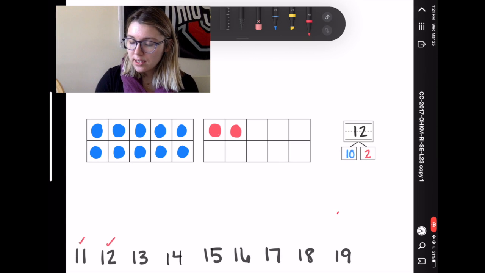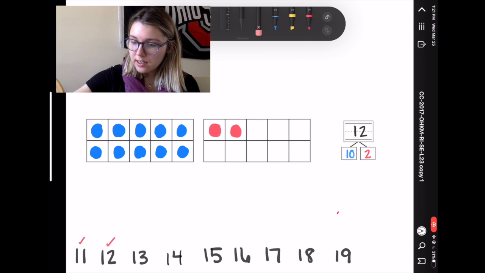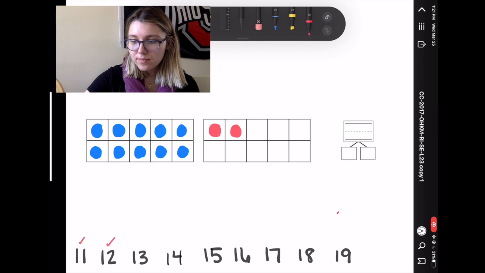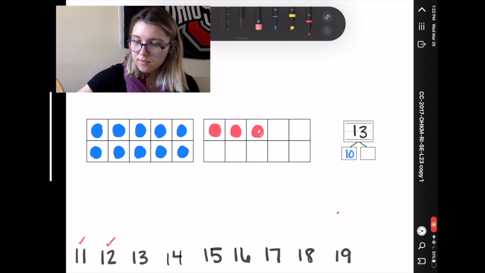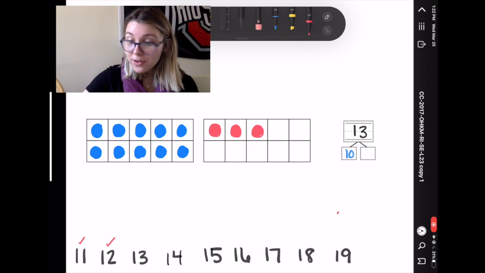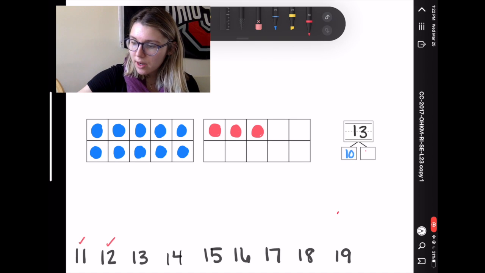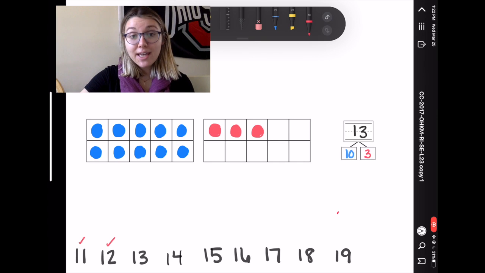Okay, let's go to 13. So 13 is made up of how many blue dots? You're right, 10. And then how many red dots are we going to have? 3. We have 3 extra dots. We have 3 red dots. So we have 10 and 3 gives us 13.